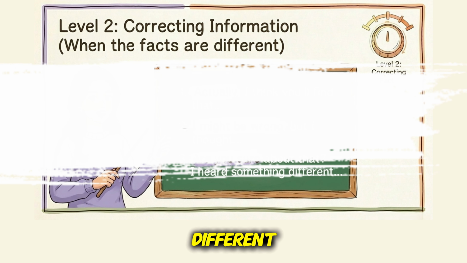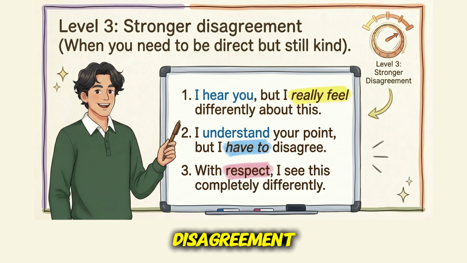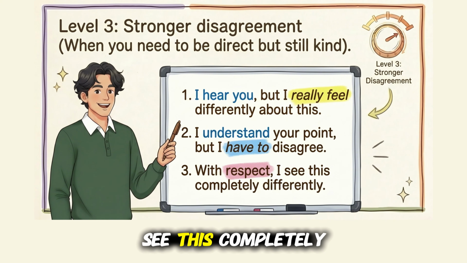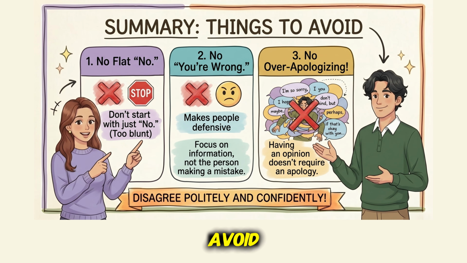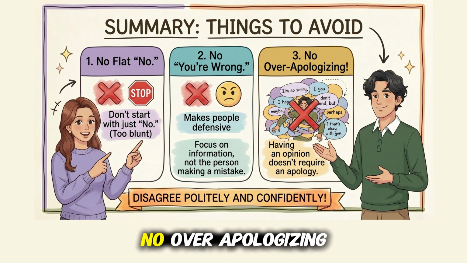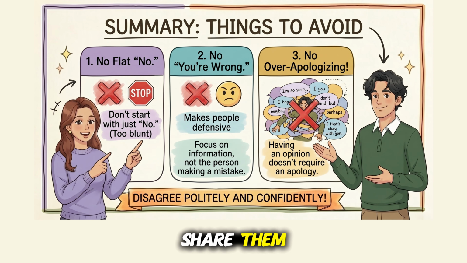I heard something different. Group 3, Stronger Disagreement, when you need to be direct but still kind. I hear you, but I really feel differently about this. I understand your point, but I have to disagree. With respect, I see this completely differently. And remember the 3 things to avoid. No flat no, no you're wrong, and please no over-apologizing. You have opinions. You're allowed to share them. The phrases we gave you today are your tools to do that with confidence and kindness.